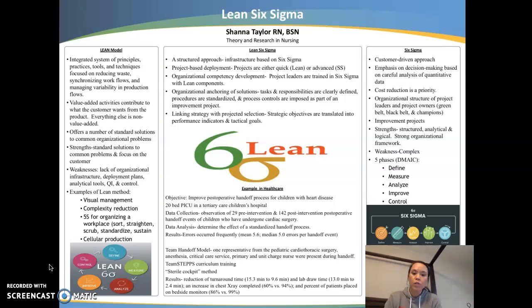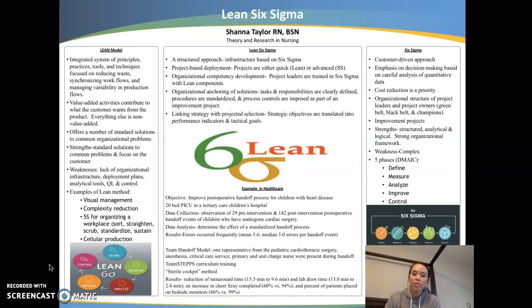So when they observed those different handoff events, they noticed there were a lot of errors that occurred, with a mean of 5.6 errors per handoff event. So they decided to develop this team handoff model. During handoff, after the child has had surgery, the OR staff is going to give report to the staff on the unit.